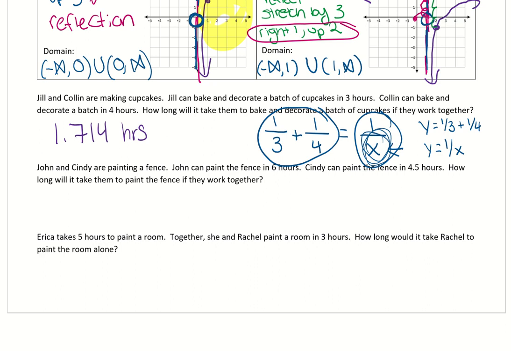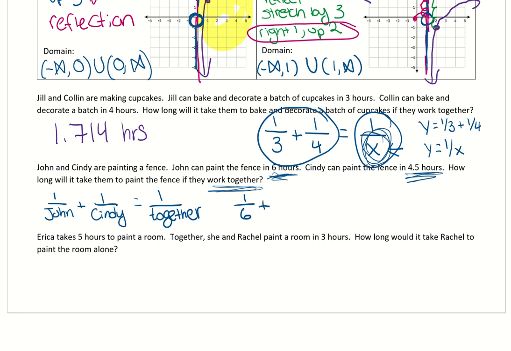So John and Cindy are painting a fence. John's time is 6 hours. Cindy's time is 4.5 hours. How long will it take them if they work together? So the formula we're going to use is the same as before. 1 over John's time plus 1 over Cindy's time equals 1 over their time together. So we know John's time is 6 hours, so we know 1 over 6, plus we know Cindy's time is 4.5, so 1 over 4.5, equals 1 over, we don't know their time together, but we're going to find out, so we'll just put an X there as a placeholder, because it's what we want to know.